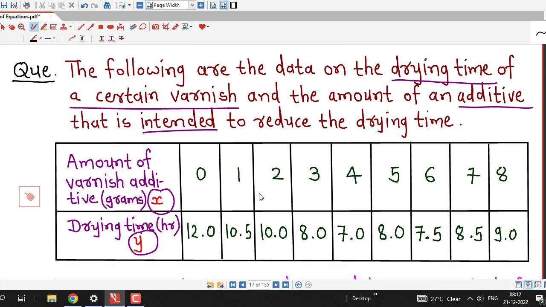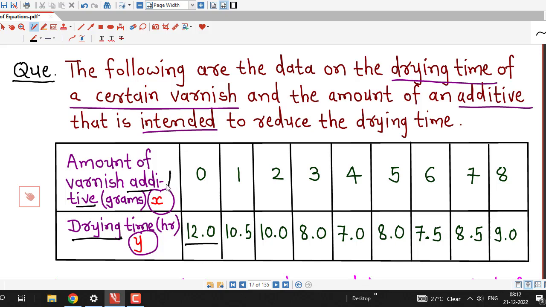First I read this question. The following are the data on the drying time of a certain varnish and the amount of an additive that is intended to reduce the drying time. So here we are given x as the amount of additive in grams, and y denotes the drying time in hours. Values of x are 0, 1, 2, 3 up to 8, and these are the values of the variable.